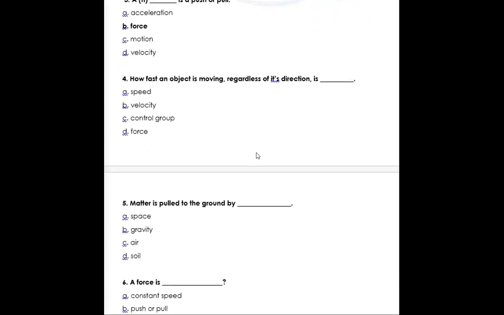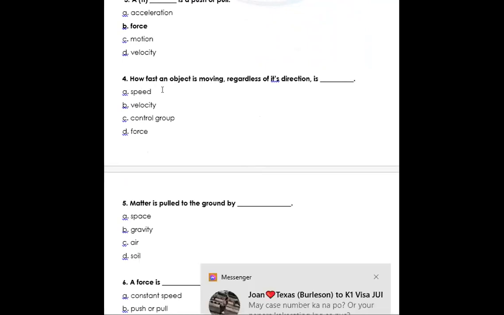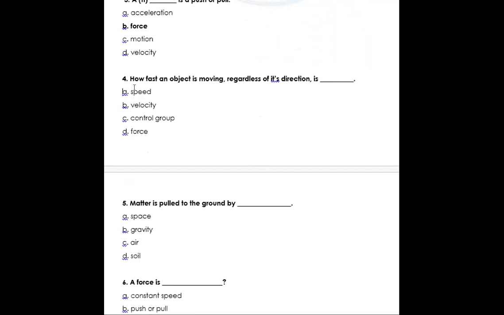Number 4. How fast an object is moving regardless of its direction? A, speed, B, velocity, C, control group, or D, force? So what is it? Speed. Okay, it's letter A. Someone said B. Because it's actually asking for how fast, so it is speed. Next, number 5.